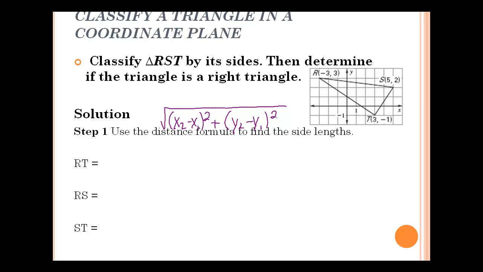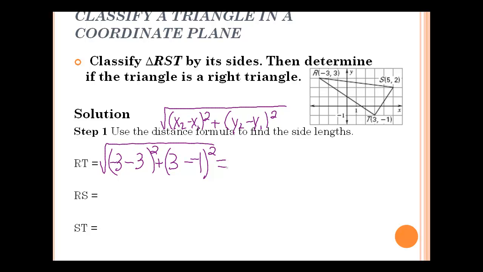So to find the length of RT, I'm going to do the square root. I'm going to draw my parentheses and my minus and my squared, plus another set of parentheses and squared and minus. R is negative 3, 3, so I'm going to plug negative 3, 3 in here. And T is 3, negative 1, so I'll plug 3, negative 1 in here. And now I just need to simplify this.